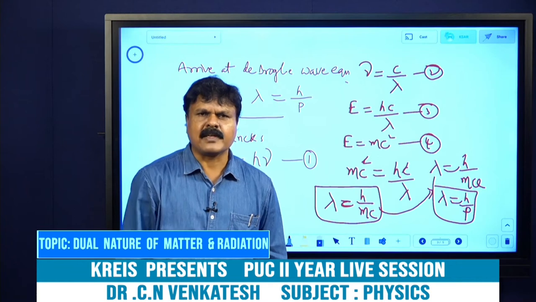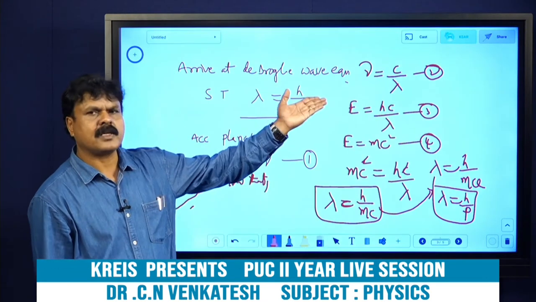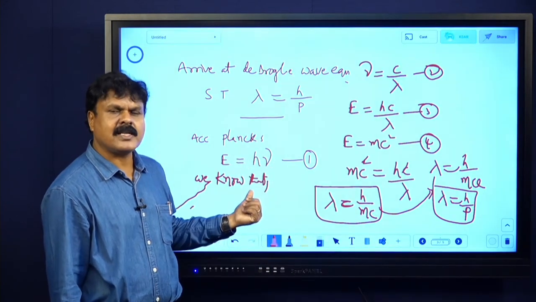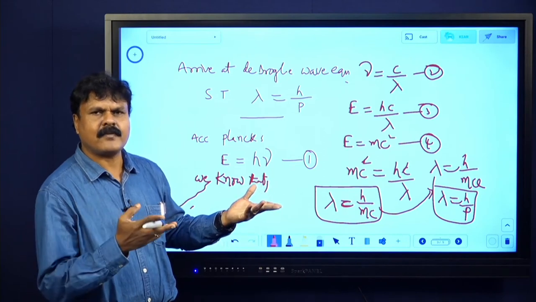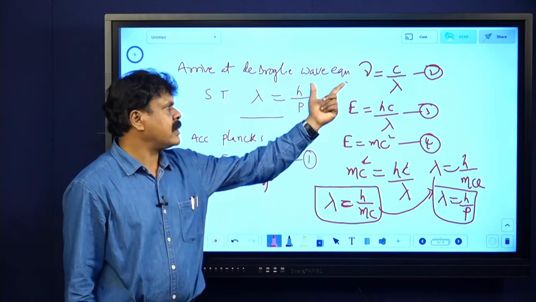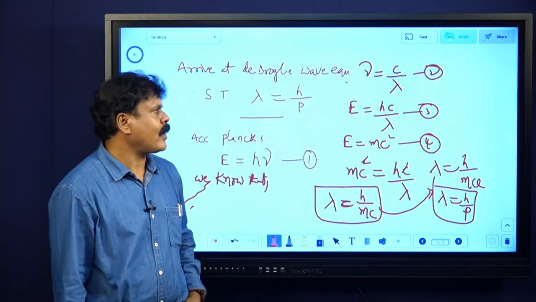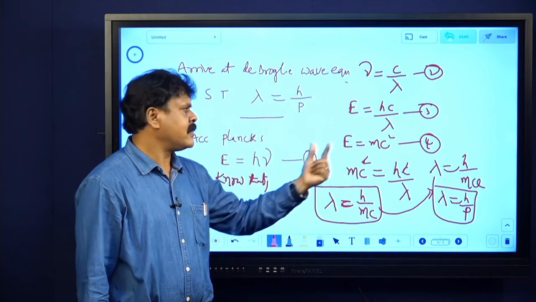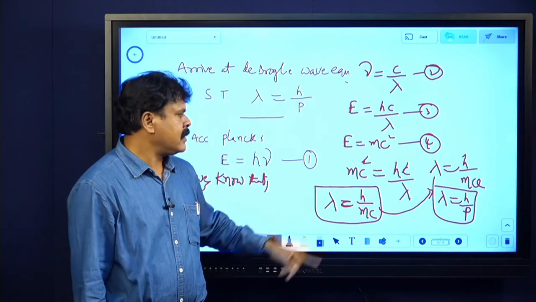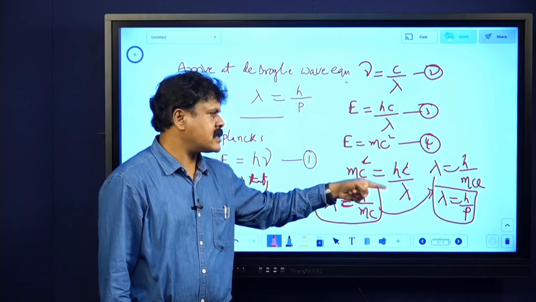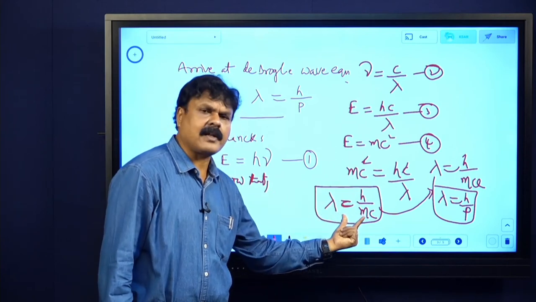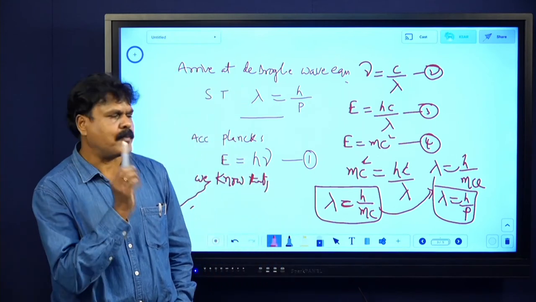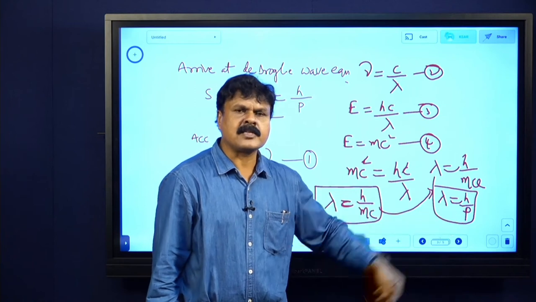To arrive at the de Broglie wave equation, or show that lambda equals h by p, what is required? Just this. According to Planck's quantum theory, we have E equals h nu. h is Planck's constant, nu is the frequency of the radiation. Next, we know that nu equals c by lambda, and then E equals hc by lambda. According to Einstein, we have E equals mc². Now mc² equals hc by lambda. One c cancels, lambda equals h by mc. Don't stop here. You always say for any other material particle moving at a velocity v, lambda equals h by mv or lambda equals h by p.